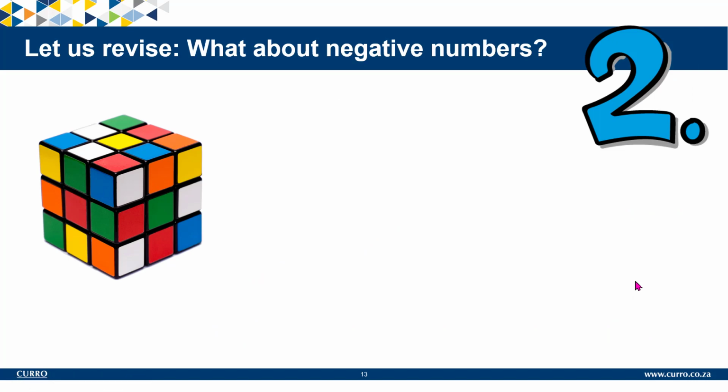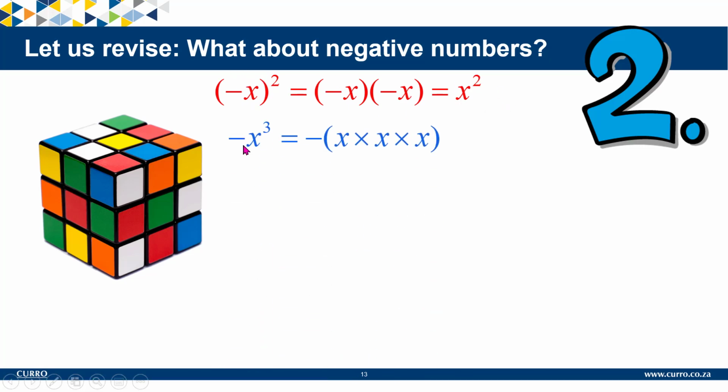So what about negative numbers? Do you still remember that negative x squared, what happens? It becomes a positive. So what happens if we've got negative x cubed? So this means we subtract an x cubed. So the answer will stay negative x cubed.